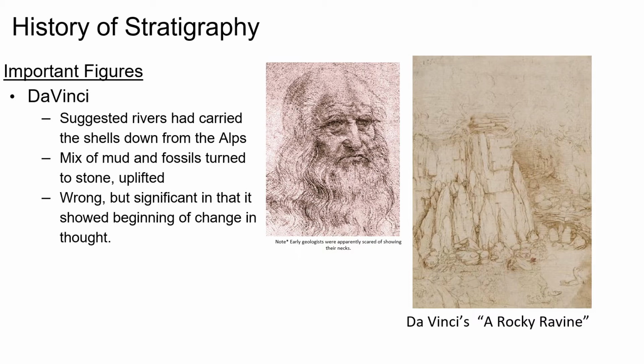Now, this is entirely wrong, but it's significant in that it shows a change in the way people were thinking about natural history and about the world around them. This, again, wasn't bringing in concepts like uniformitarianism, or let's see if this happens today, which it doesn't, but it was a change in thinking. And so we will give him a little bit of credit where it's due for that in and of itself.